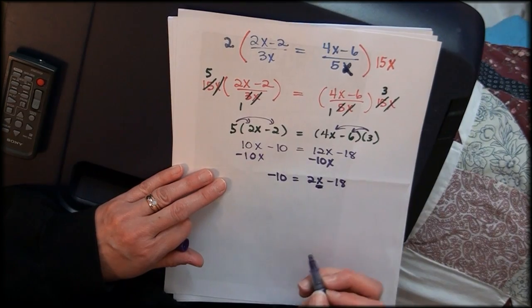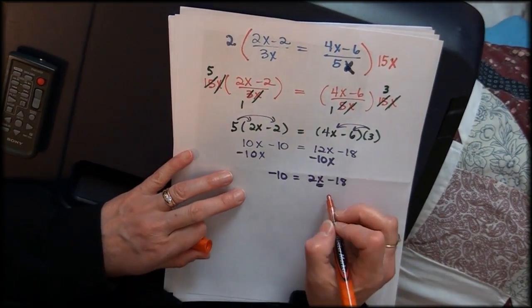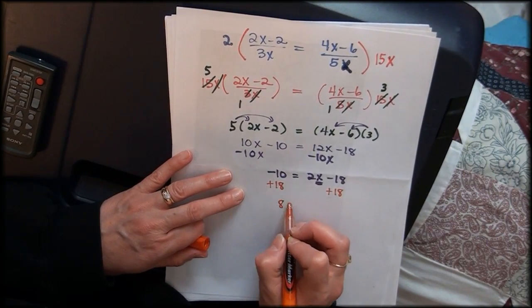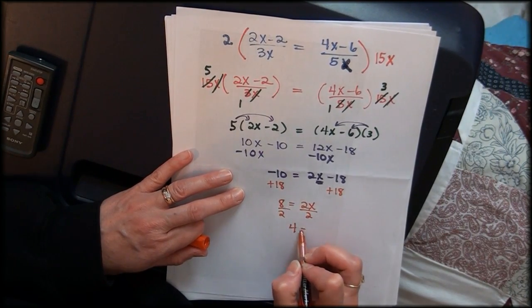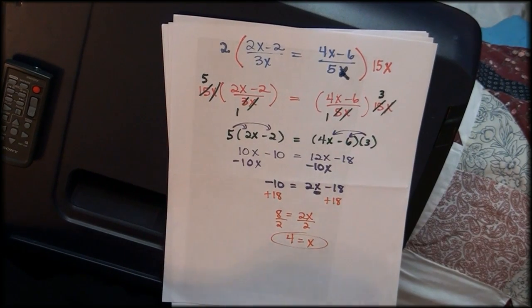Now the x is over here, so I need to move the negative 18 to the other side. To do the opposite, I'm going to add an 18. Negative 10 plus 18 is 8. Now I get to divide by 2. That tells me that x is going to be 4. But once again, I just need to check and make sure.